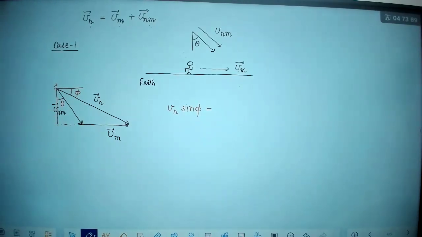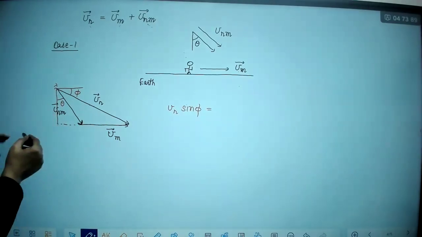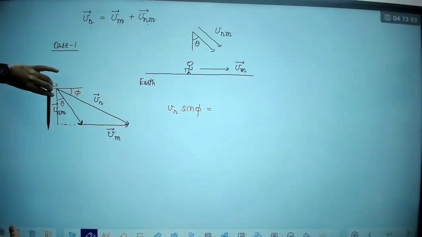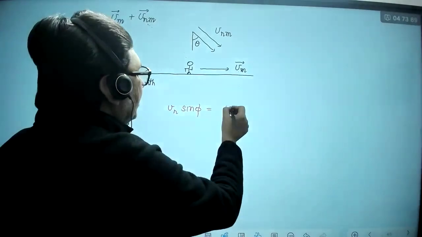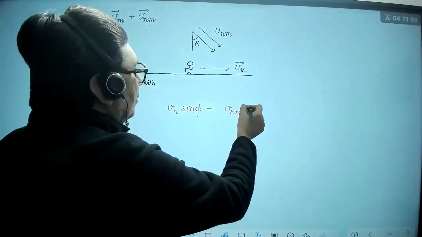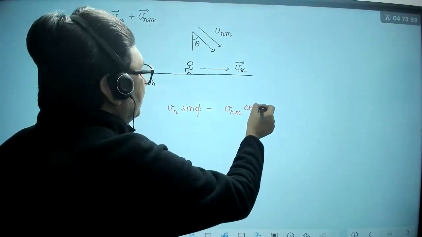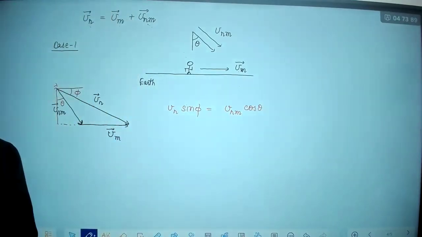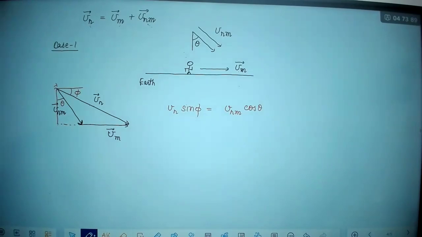This will be equal to how much? This will be VRM cos theta. Is it okay?